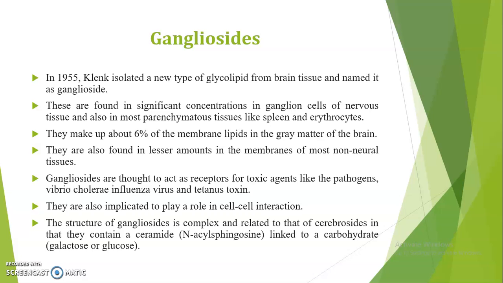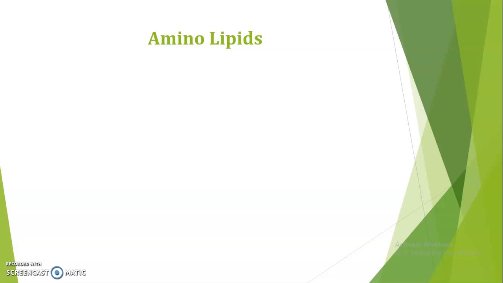Glycolipids are lipids in which a sugar moiety is present as the non-lipid portion. They have two types: one is the cerebroside and the other is the ganglioside. Now, the next class of compound lipids is aminolipids.